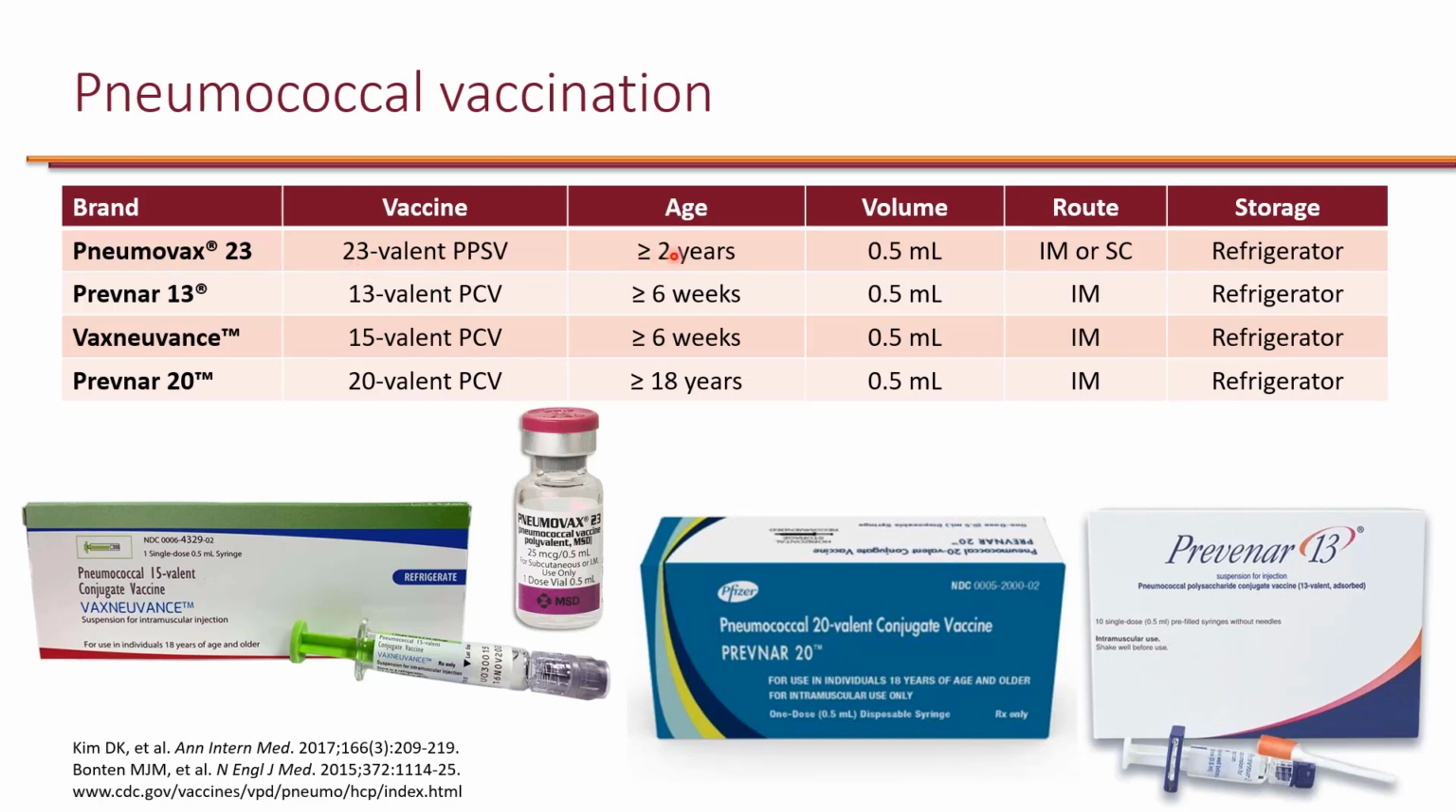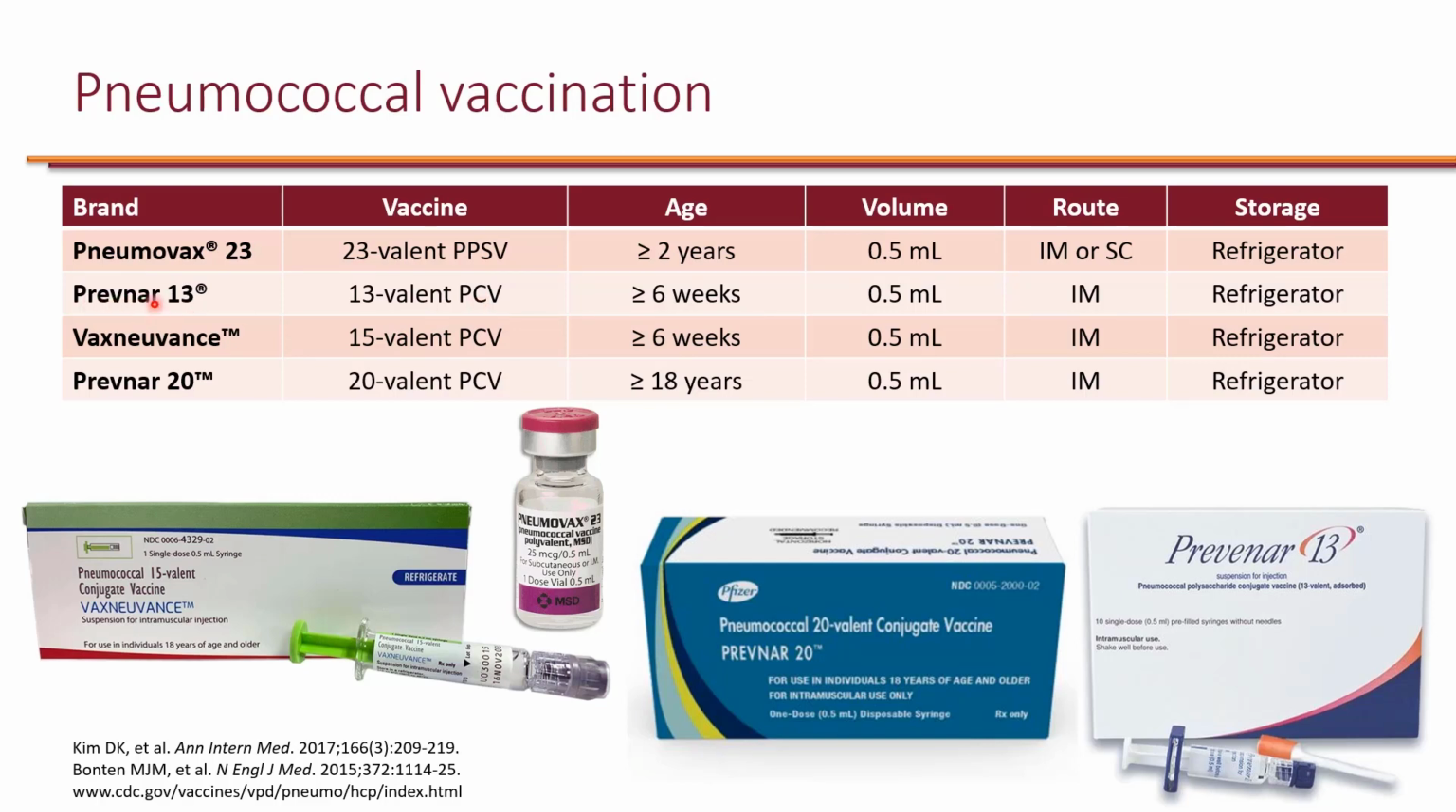It is approved for ages 2 years and older, and it is available as a 1-dose vial. So this needs to be drawn into a syringe, can be administered as an intramuscular or a subcutaneous injection, and all of these products must be stored in a refrigerator. And then, so this is PPSV, the rest of them are PCV, or pneumococcal conjugate vaccine.